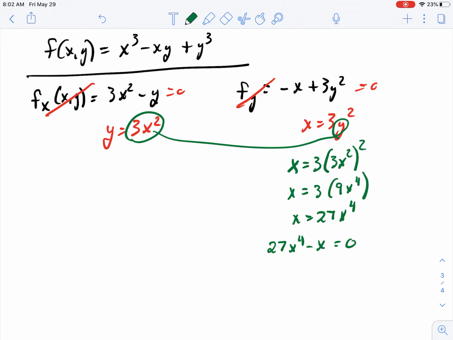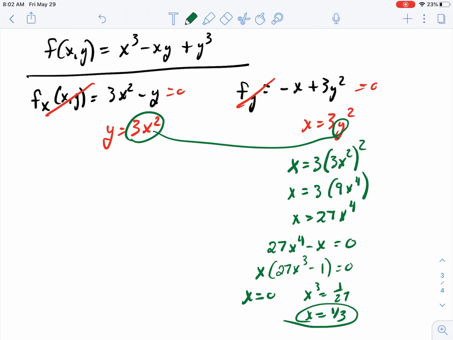And if it ever gets something ugly, remember you always have your graphing calculator to plug into your y1 to find your critical values. In this case, all I have to do is take out an x, and that would give me x equals 0, and this would be x cubed equals 1/27, which would be x equals 1/3.